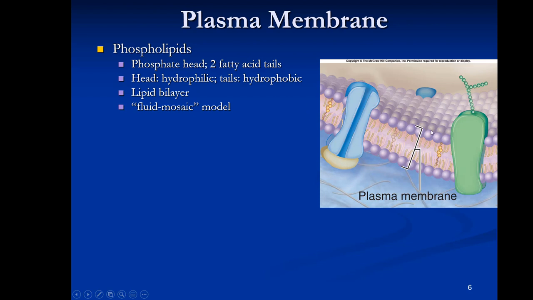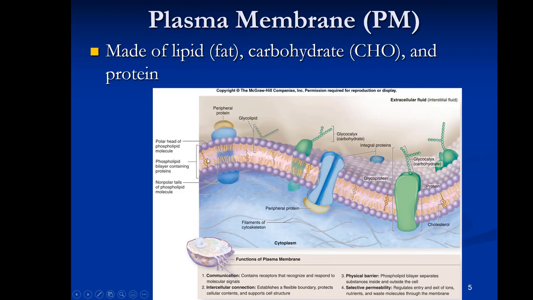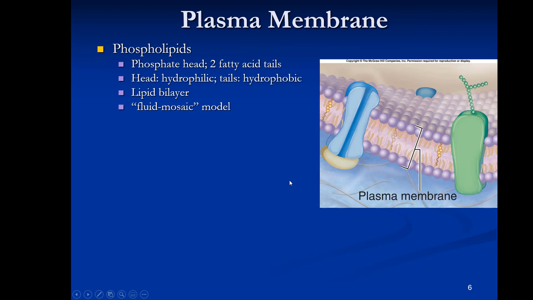Another term that's used to describe the plasma membrane is the fluid mosaic model. And that just means it's very fluid. If you look at this picture again, you can see that it doesn't look very rigid. It kind of looks wavy. And if you were able to touch it or manipulate it, it might move a little bit, kind of like a waterbed. So it's very flexible, and so they call it a fluid mosaic model.